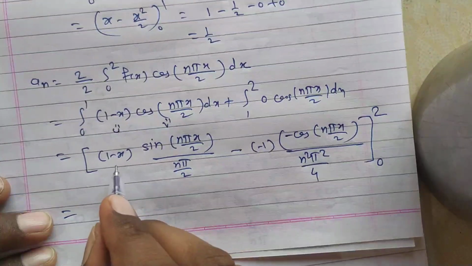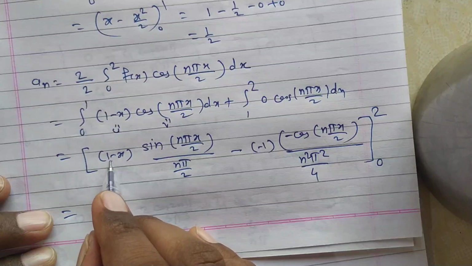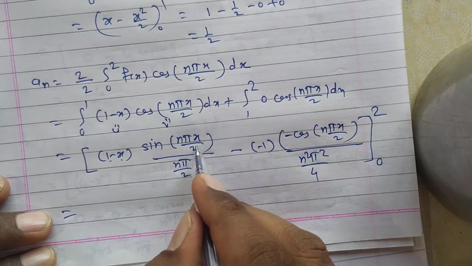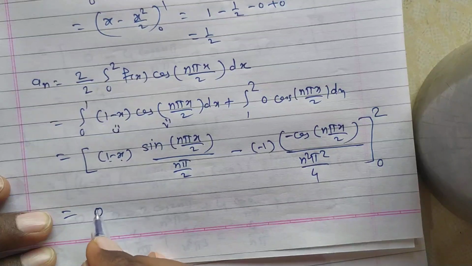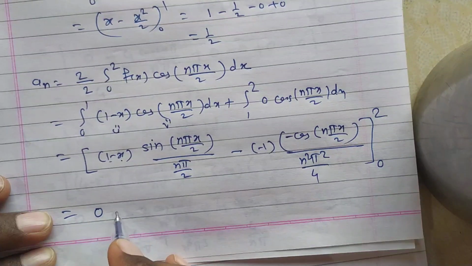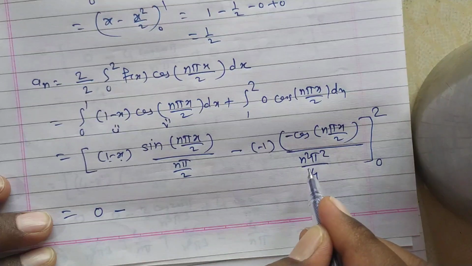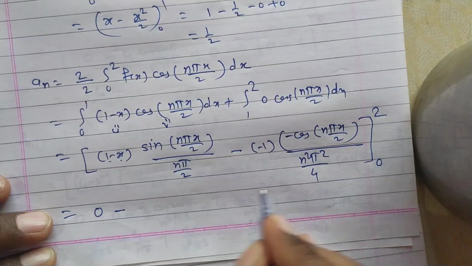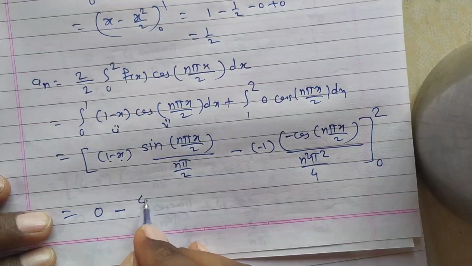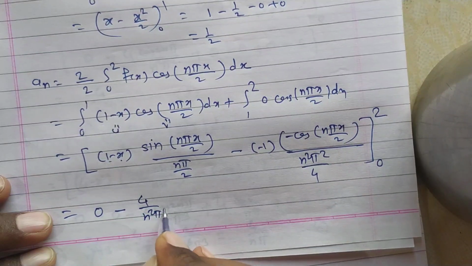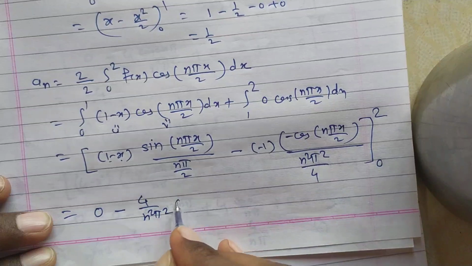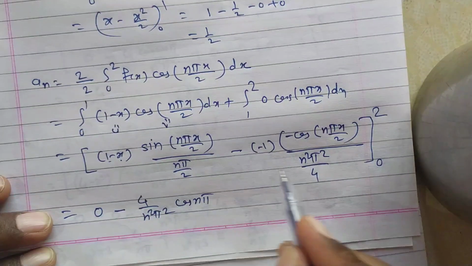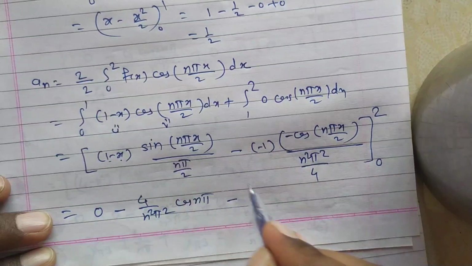Now observe this term carefully. If you put x is equal to 2 here, 1 minus 2 is minus 1. Then here x is equal to 2, 2 to get cancelled. So sin n pi, and sin n pi is 0. So first term is 0. Second term is minus sin, that is minus cos. So if we put x is equal to 2, then this denominator first, that is 4 upon n square pi square. And here if we put x is equal to 2, then we get cos n pi, means 2 to get cancelled. Lower limit x equal to 0, sin 0 is 0.